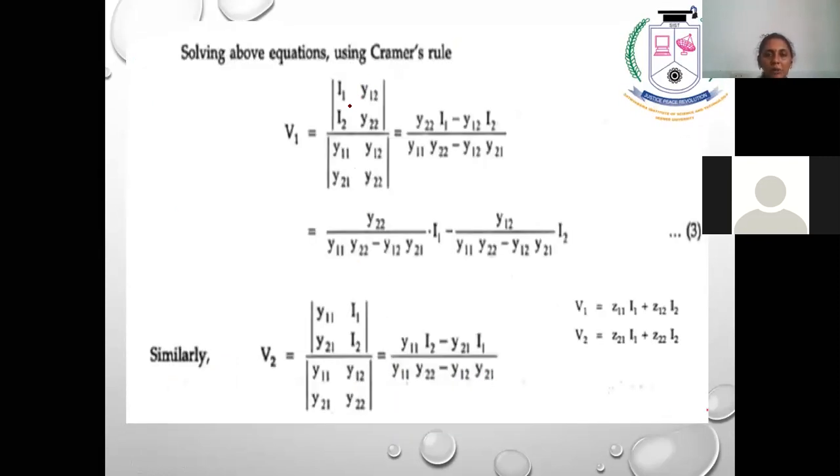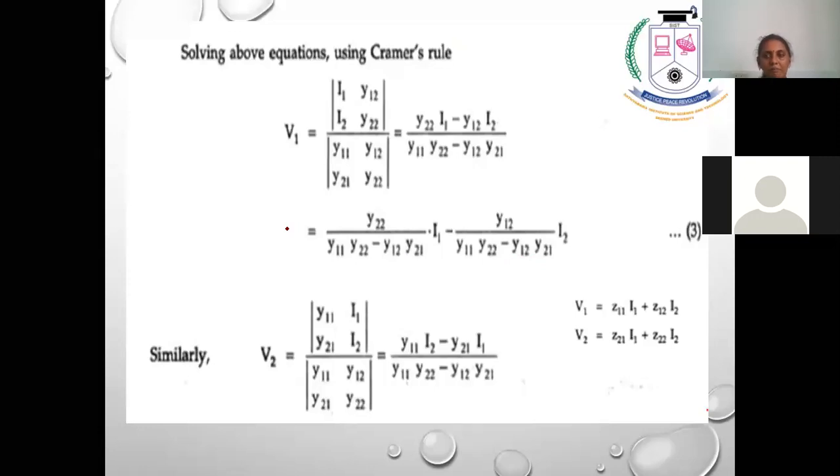Now to find the above del value, this will be Y22 I1 minus Y12 I2 divided by del of the Y matrix. You know what del of Y matrix is? Just cross multiplying, finding the determinant: Y11 Y22 minus Y12 Y21. Now this equation can be split and written as Y22 into I1 divided by Y11 Y22 minus Y12 Y21, minus Y12 into I2 divided by Y11 Y22 minus Y12 Y21. This is equal to V1.